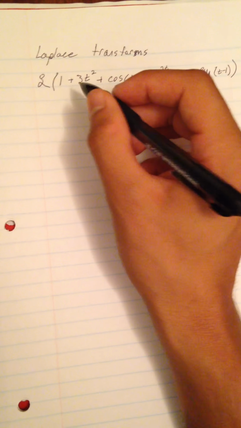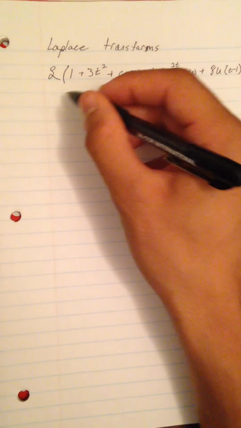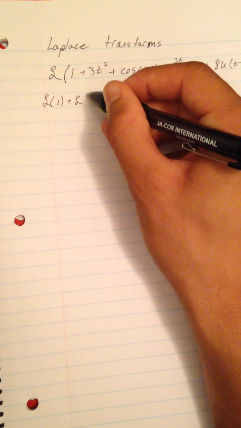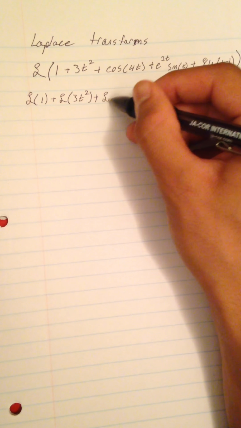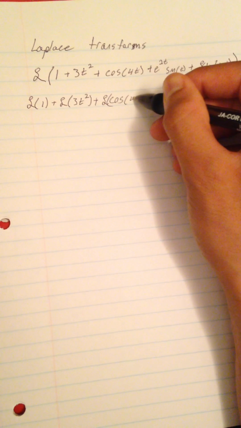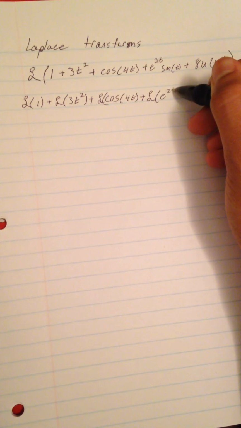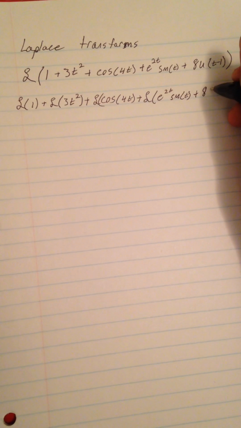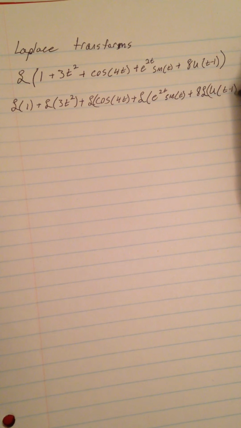A few different ways. So first of all, you're going to want to break it up into each individual part: the Laplace of 1 plus the Laplace of 3t squared plus the Laplace of cosine 4t plus the Laplace of e to the 2t sine of t plus 8 times the Laplace of u of t minus 1. Could have pulled the 3 out of there too, it doesn't really matter.